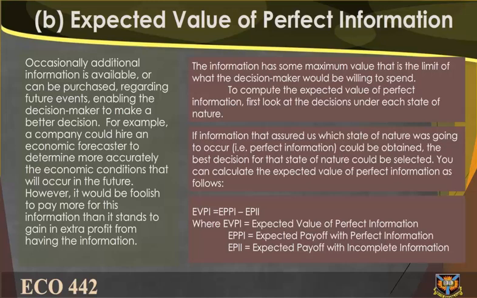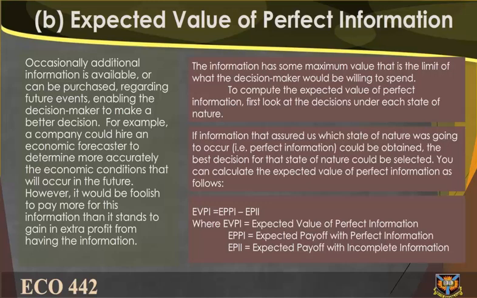B. Expected value of perfect information. Occasionally, additional information is available or can be purchased regarding future events, enabling the decision maker to make a better decision. For example, a company could hire an economic forecaster to determine more accurately the economic conditions that will occur in the future. However, it would be foolish to pay more for this information than it stands to gain in extra profit from having the information. The information has some maximum value that is the limit of what the decision maker would be willing to spend.